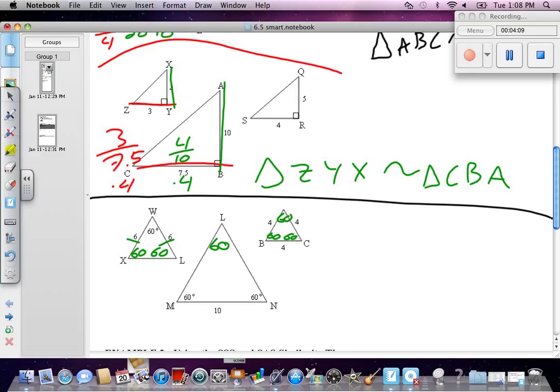So we can say triangle XWL is similar to triangle MLN, which is similar to triangle BAC. Nathan, do you have a question? Yeah, what about that other one? You could try it, but it's not, because I've done it before. Alright, let's turn it over.